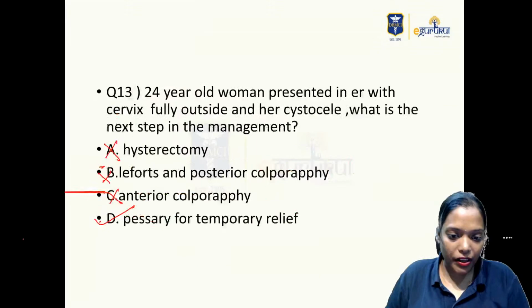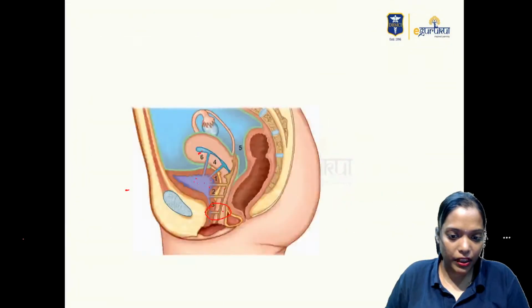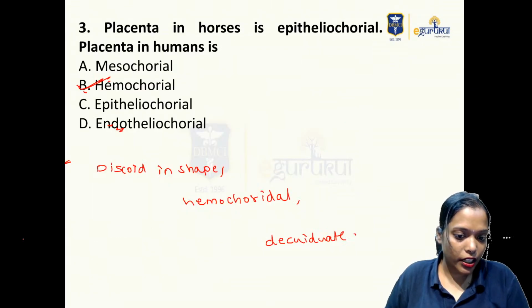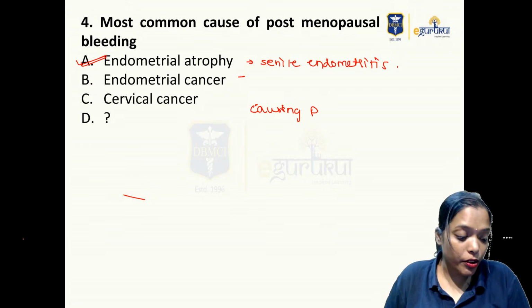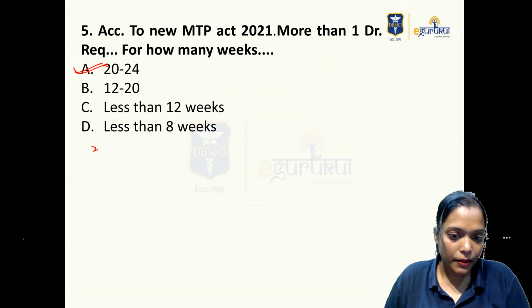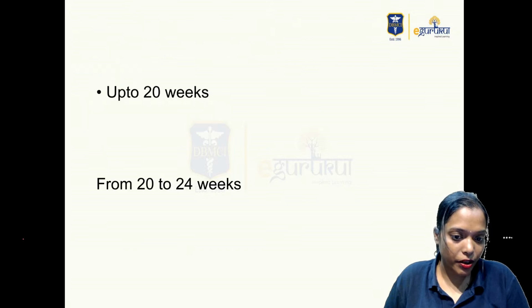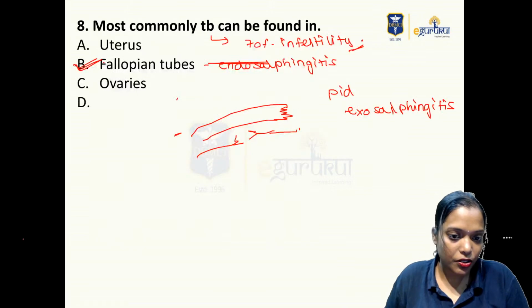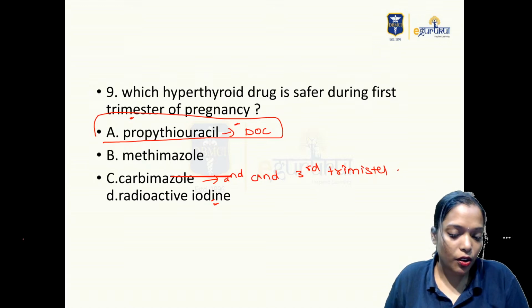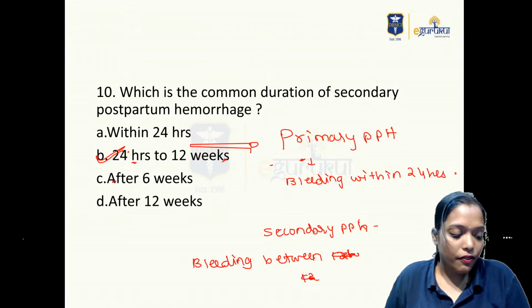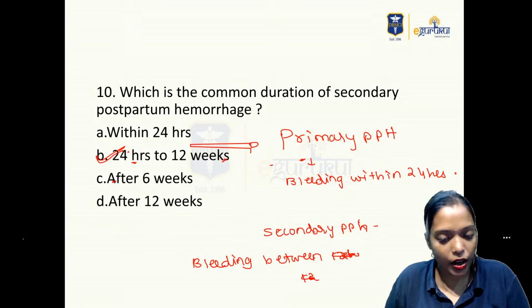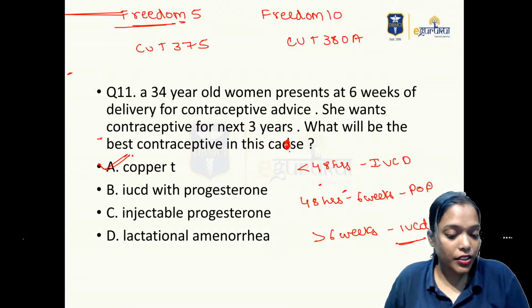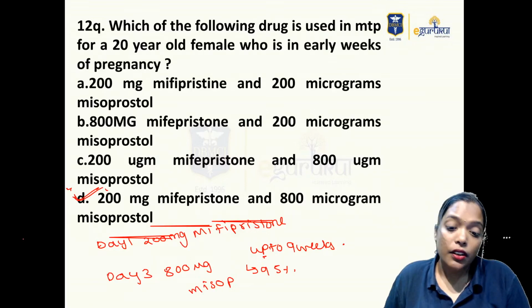A quick recap of the questions we got. We had one question of vesicovaginal fistula. Then a question on hemorrhoidal placenta. Most common cause of PMB is endometrial atrophy. When do we require more than one doctor? 20 to 24 weeks. We had an Asherman picture. Most common site of tuberculosis is fallopian tubes. First trimester drug of choice is propylthiouracil. When do you call secondary PPH? Post 24 hours up to 12 weeks. After 6 weeks, copper is the contraceptive of choice.